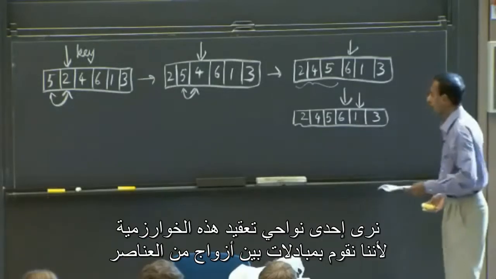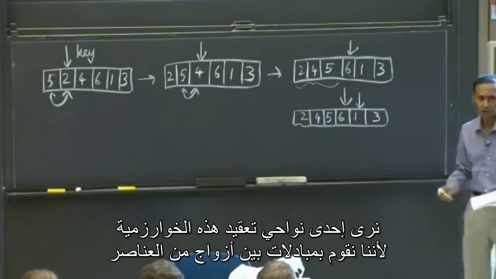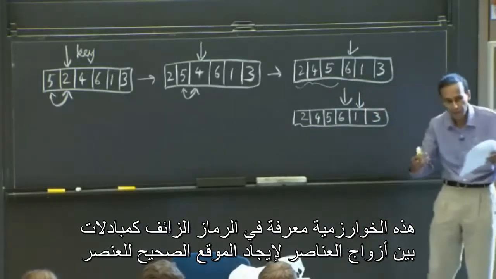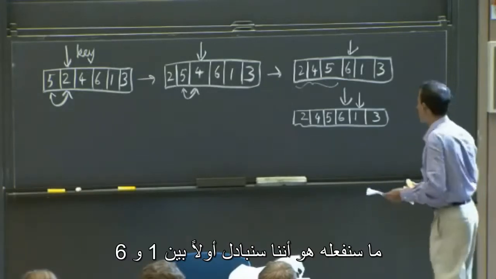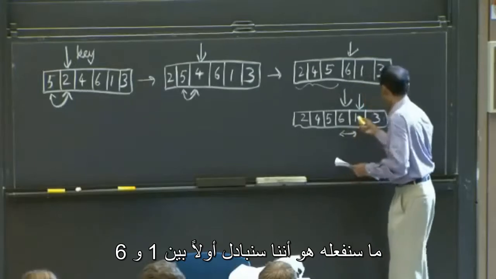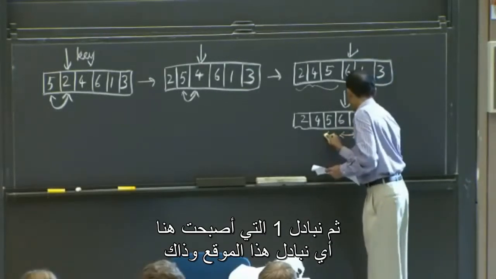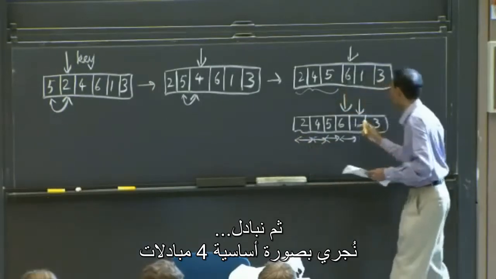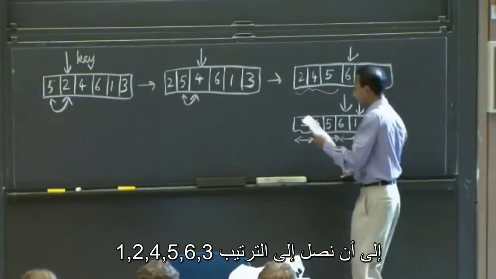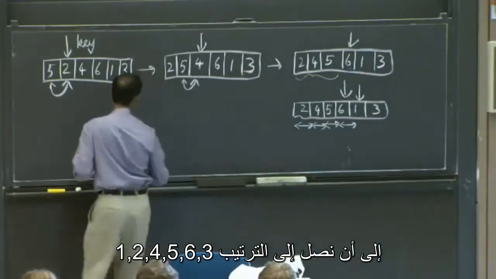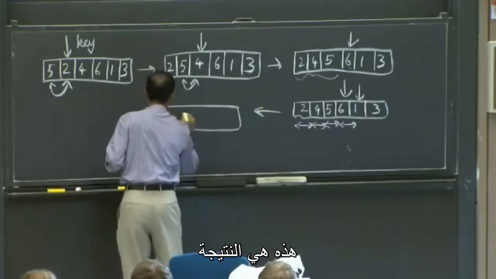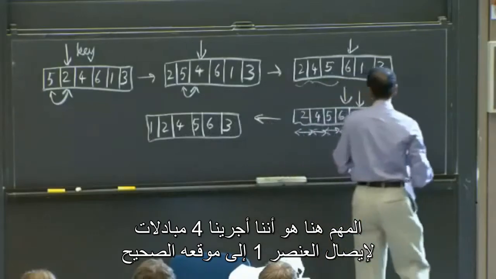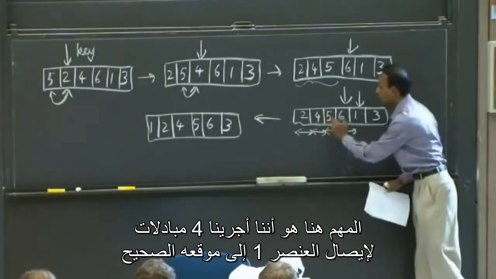Here you have to do more work. Now you see one aspect of the complexity of this algorithm, given that you're doing pairwise swaps. The way this algorithm was defined in pseudocode was to use pairwise swaps to find the correct position. So you swap 1 and 6, then swap 1 with the next position, and essentially do 4 swaps to get to 1, 2, 4, 5, 6, 3. So this is the result. The important thing to understand is that you've done 4 swaps to get 1 to the correct position.